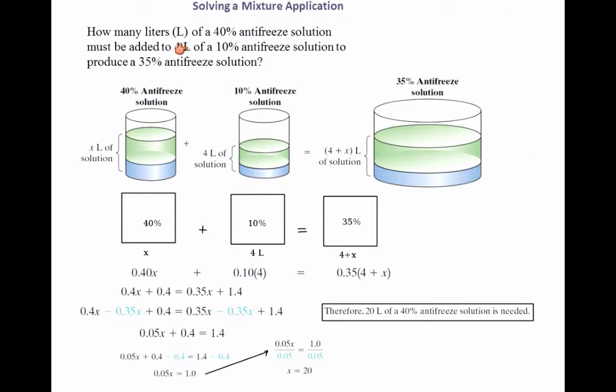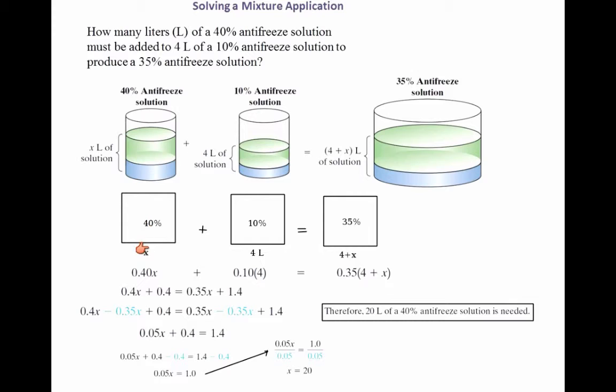It's a mixture problem. How many liters of 40% antifreeze solution must be added to 4 liters of 10% antifreeze solution to produce a 35% antifreeze solution? There are different ways you can represent this. I still like this box method here. I'm going to let x equal the amount of 40%. The amount of 10% is given to me as 4 liters. So putting this together would be 4 plus x for the 35% solution.